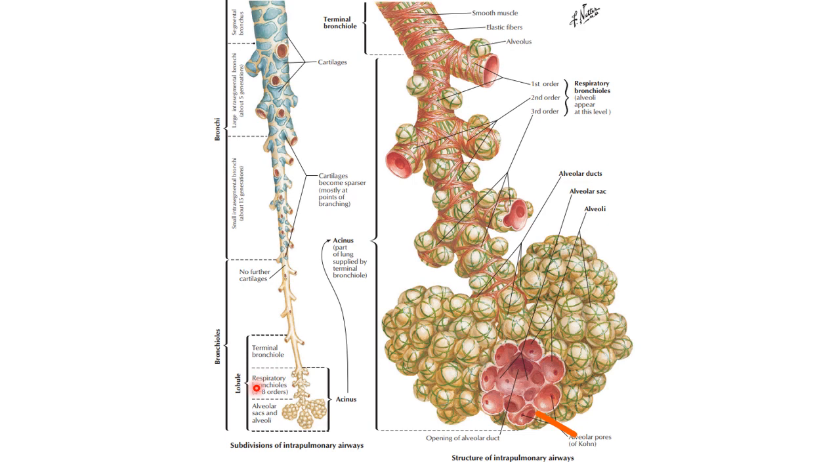So at the level of the respiratory bronchiole, you will already see alveolar sacs embedded on the wall of the bronchiole. So here, even if it is also a conducting passage, you will already have gas exchange. And all of these will terminate in the alveolar sac and alveoli, which together, groups of alveoli, form an acinus.